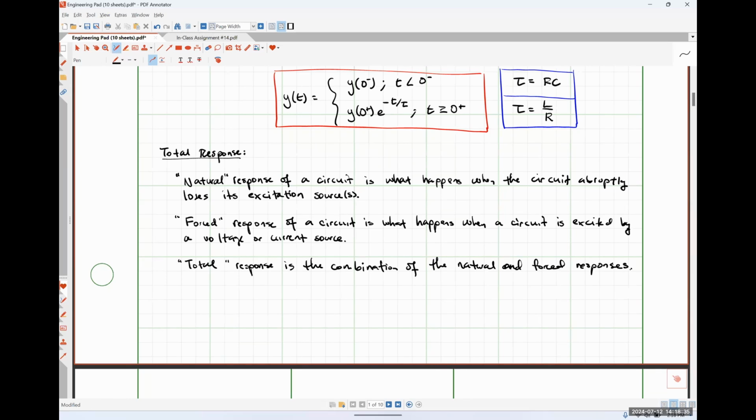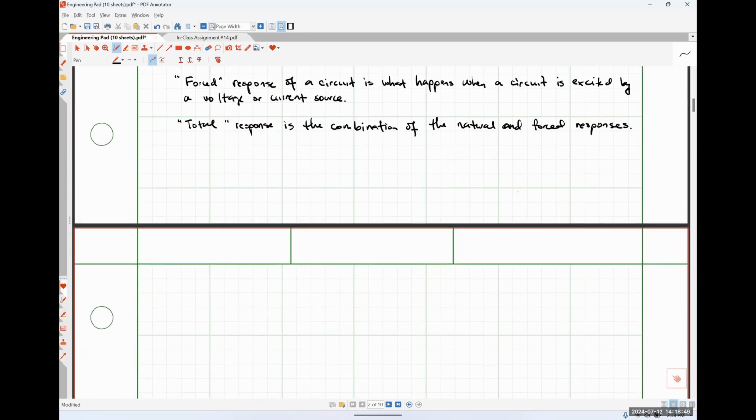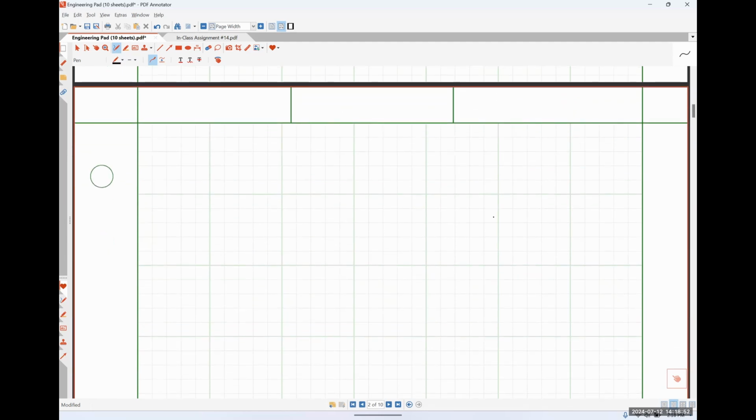So I've described these things with words here. Let me give you guys a circuit as an example that will help us figure out what's going on. Okay. So let's look at an RC circuit again. We have our simple DC voltage source. Here is our switch.